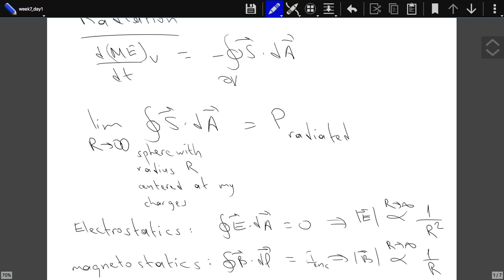R going to 0 is called the near zone. So we basically have three different zones when you are studying moving charges. You have close to the charges, that is the near zone. You have far away from the charges, that is the radiation zone. And you have the intermediate zone.